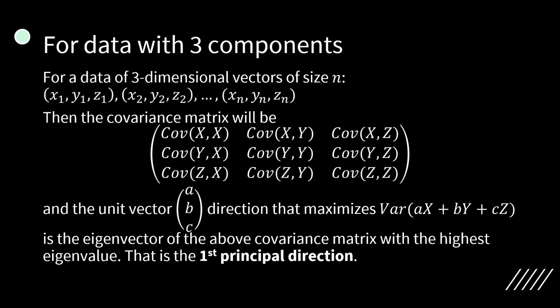That is the first principal direction of this data set. So this unit vector is determined by the data set through the covariance matrix. You first have to calculate the covariance matrix, and then you can figure out the eigenvectors. It's a symmetric matrix as before, so it should have an eigenvector with the highest eigenvalue, and that eigenvector is the first principal direction.